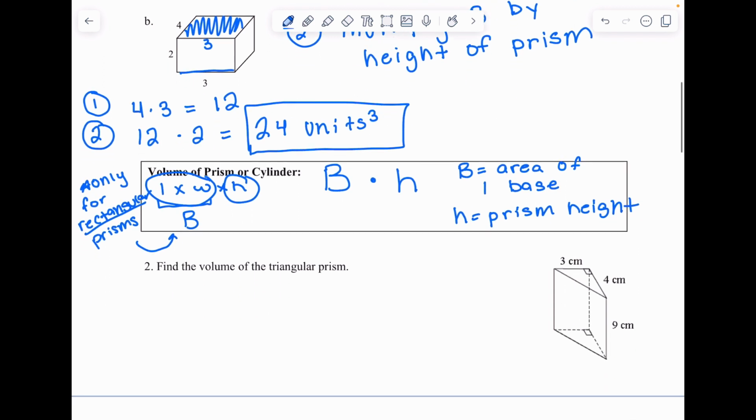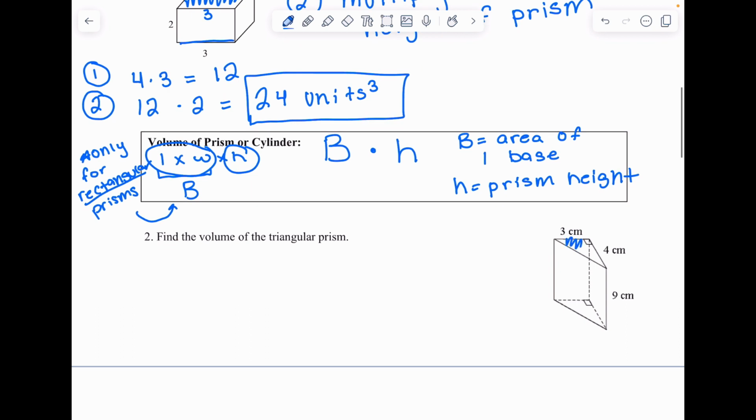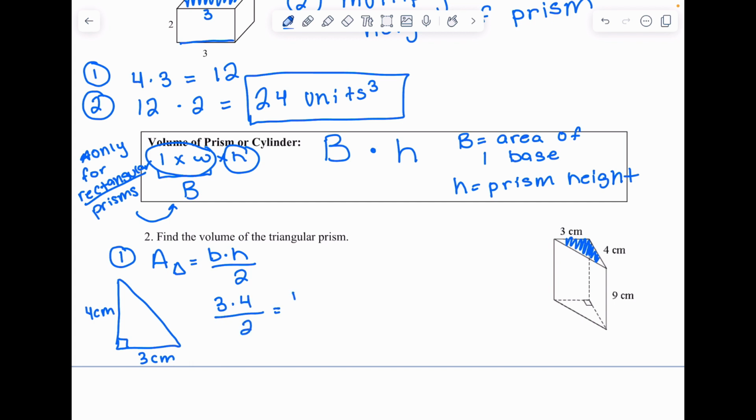In number 2, though, we have a triangular prism. So I first need to find the area of my triangle. The area formula of a triangle is base times height divided by 2. And that is referring to the base and the height of the triangle. So looking at just the triangle, it looks like my base and height is 3 and 4. 3 times 4 is 12, divided by 2 gives me an area of 6 centimeters squared for the base.